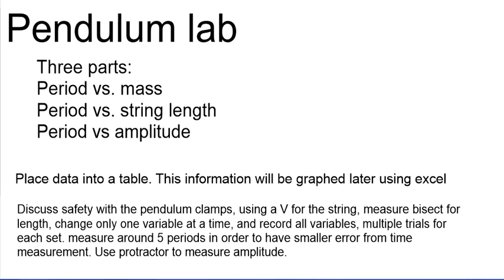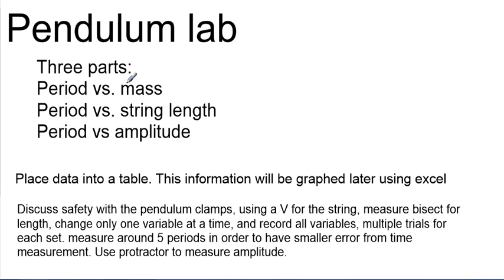There are going to be 3 parts to this. You are going to have 3 data tables made in Excel, and I'll help you with that in class. You're going to be measuring 3 different variables versus the period. You're going to do period versus mass, so you're going to be changing the mass. You're going to do period versus string length, changing the length, and then you're going to do period versus the amplitude, and you're going to be, again, measuring this in degrees.